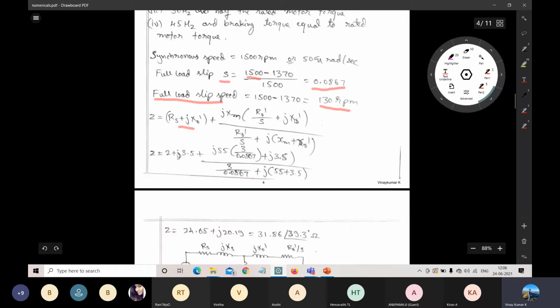Since it was shown in the previous problem, I have written it directly here: Rs plus jXr dash, jXm, Rr dash by s plus jXr dash. So Z is Zs plus Zf Zb divided by Zf plus Zb. We have Rr dash, we have Xm, and s is calculated here as 0.0867. So substitute everything.